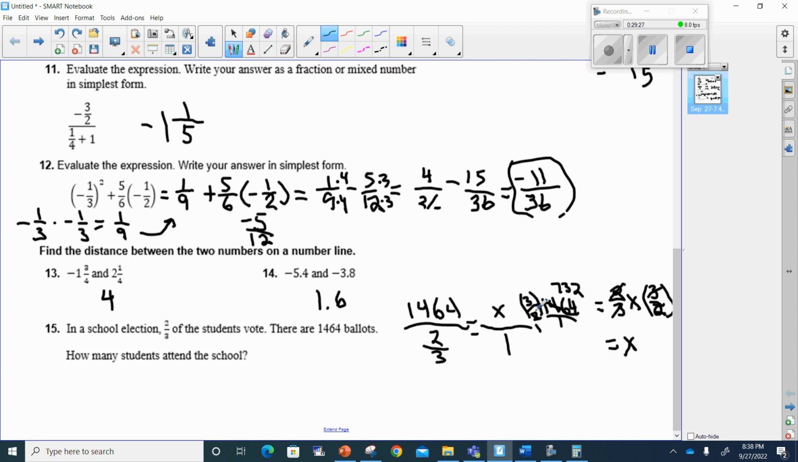And now I have 732 times 3, right? Because 1 times 1 is 1. And 732 times 3 is going to give me, let's see, that's a 6, that's a 9, and that's a 21. So that's going to give me 2,196 over 1. And remember, we're talking about how many students attend the school. So anything over 1 is itself. There are 2,196 students.